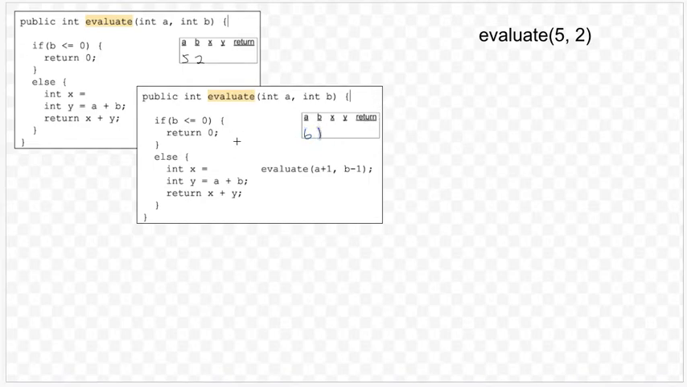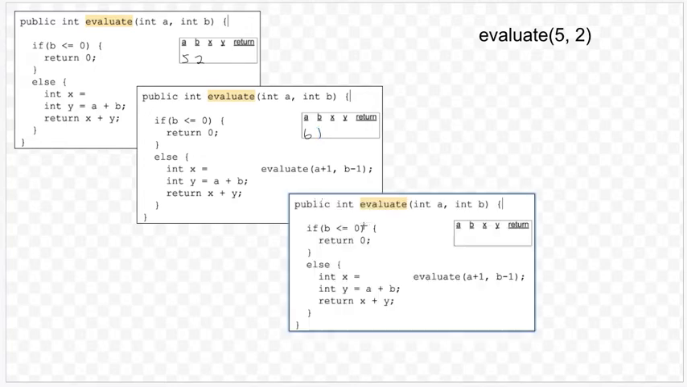And we do the exact same process again. It says, all right, is it true that our B is less than or equal to 0? It is not, so we run the else. And once again, we're going to assign x to be the result of calling the evaluate function with 1 bigger than A and 1 less than B. So that means we're calling it with 7 and 0. So we get another sort of version of the function being called here.